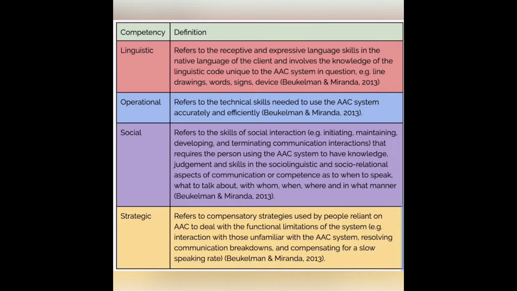2. Operational. This refers to the technical skills needed to effectively use an AAC system. 3. Social. This refers to social interaction skills, including knowledge about when to speak, what to talk about, with whom, when, and where. 4. Strategic. This refers to strategies that people use to compensate for limitations within an AAC system and to resolve communication breakdowns.